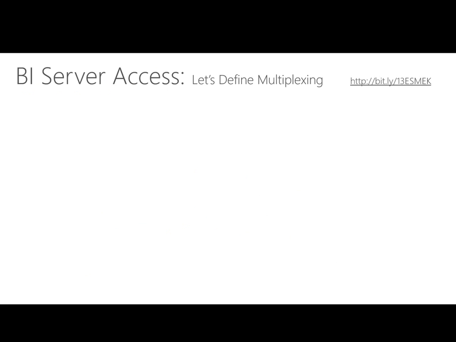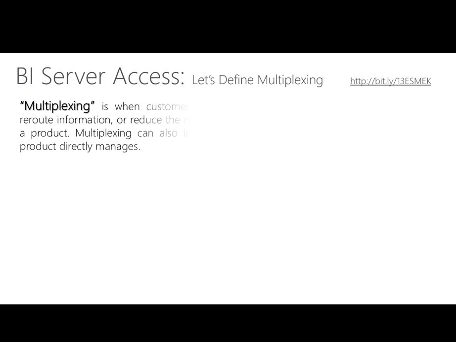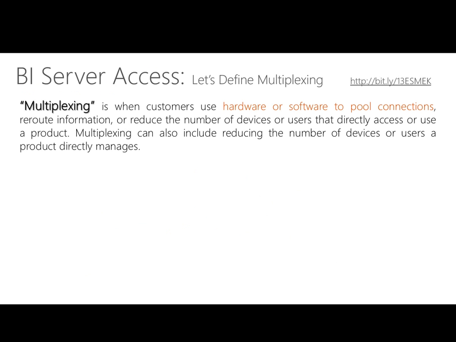Now, the BI server, Business Intelligence server access for multiplexing. Multiplexing is when customers use hardware or software to pool connections, reroute information, or reduce the number of devices or users that directly access or use a product. So it's somehow like bridging.